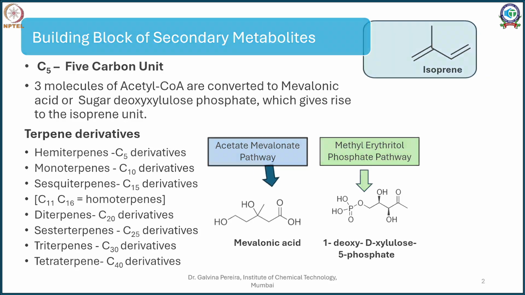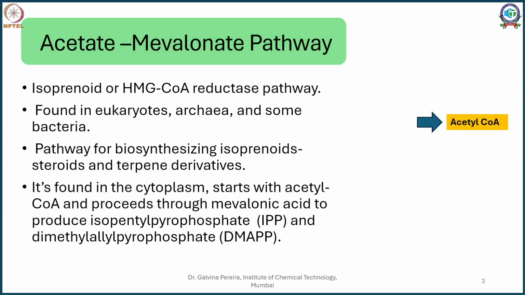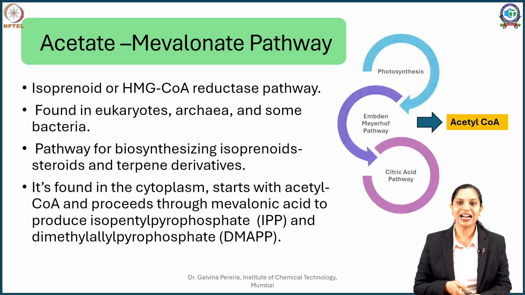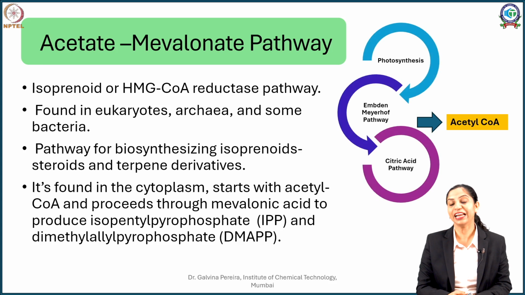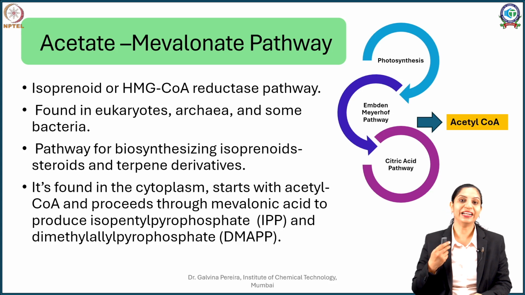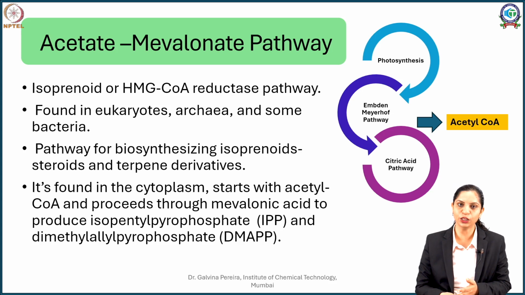So let's understand them. Moving to the acetate mevalonate pathway, as the name indicates, we get this pathway from acetyl-CoA, and this acetyl-CoA comes from what is called the Embden-Meyerhof pathway. This is the same pathway which converts your glucose into pyruvate, and thereafter your pyruvate is converted into acetyl-CoA. The acetate mevalonate pathway, isoprenoid pathway, or HMG-CoA reductase pathway are used synonymously and essentially mean the same, which involves intermediates such as mevalonic acid.